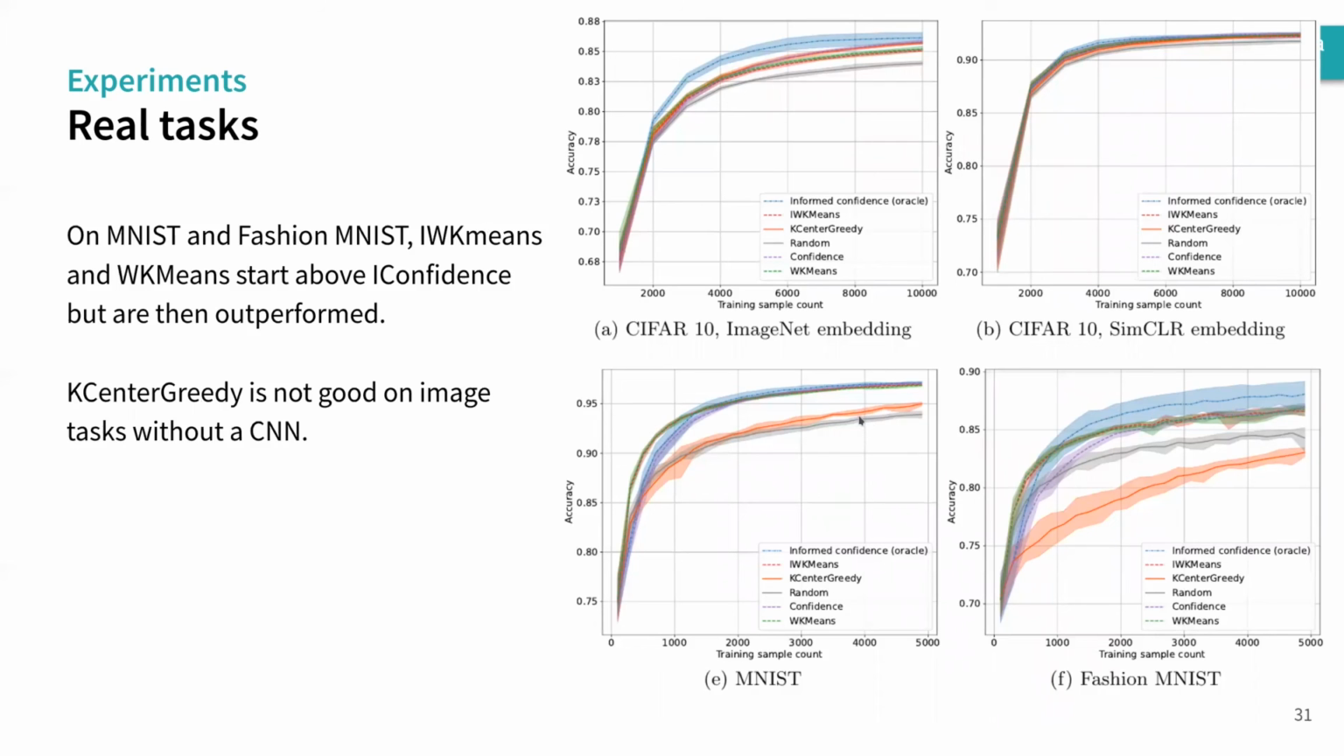On MNIST and Fashion MNIST, one thing we observe is that IWK-means and WK-means are better than high confidence at the beginning. And then they are below, but that's promising for this method because we believe that we can make them maybe as good as high confidence. Remember that we said that in Fashion MNIST, there may not be a big impact because there were not so many values that were not one for high confidence. And actually, there is a big impact. It's a really significant uplift on this data set. And one observation that we expected is that K-center greedy is not really good outside of CNN methods. So for MNIST and Fashion MNIST, we use MLP, so not CNN. And on this task, it performed really bad, which comforts us in the choice of WK-means that performs pretty well on all tasks.